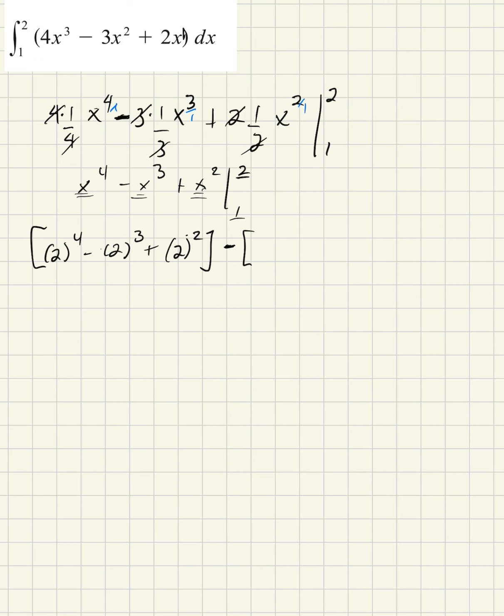So now when I put the 1 to the 4th minus 1 to the 3rd plus 1, okay, either way I know that 1 to the 4th is just 1. Okay, so then 2 to the 4th is 16 minus 8 plus 4 minus, that's 1 minus 1 plus 1. Okay, 1 to the 4th is 1. 1 to the 3rd is just 1. And then 1 to the 2nd is just 1.